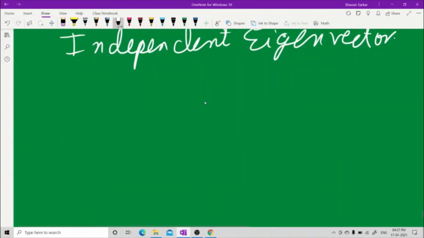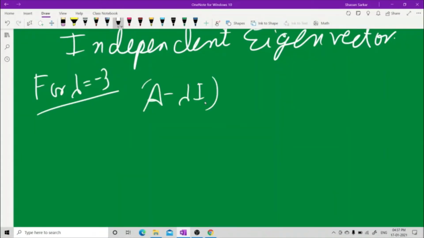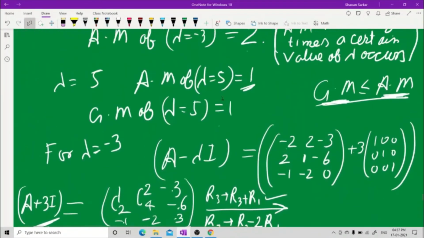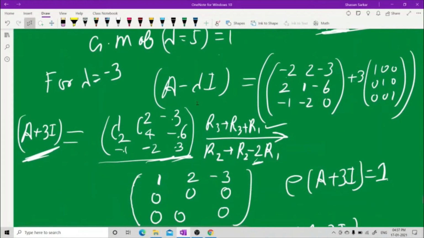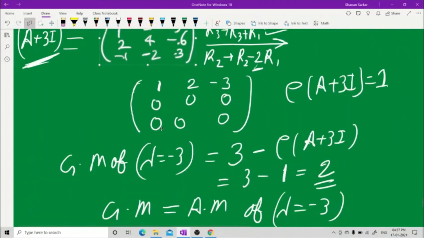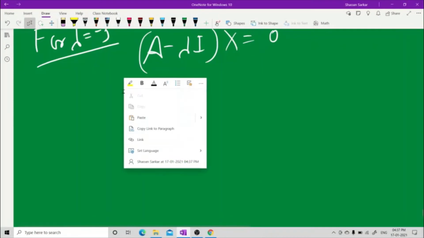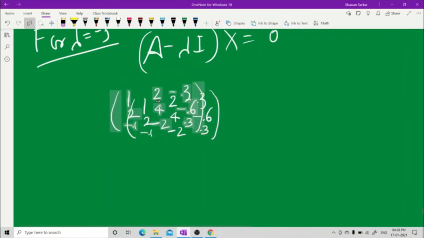For lambda equal to this, I will not do that calculation two times. A minus lambda I times x equals 0. Now A you already know. You have done the subtraction, just copy that from there. Let me rub all this and copy this one, because this is the same thing. I'll put it here so that things are easier for you.